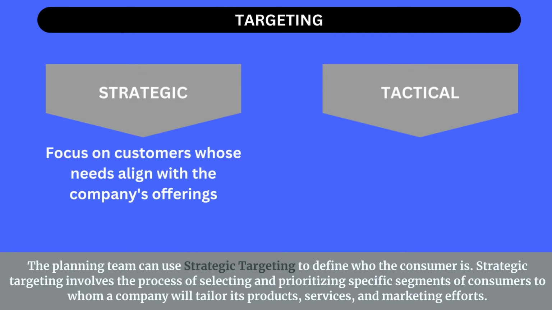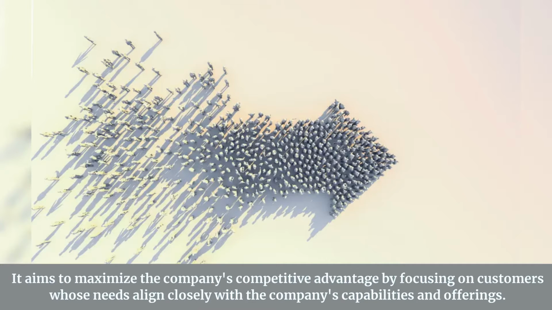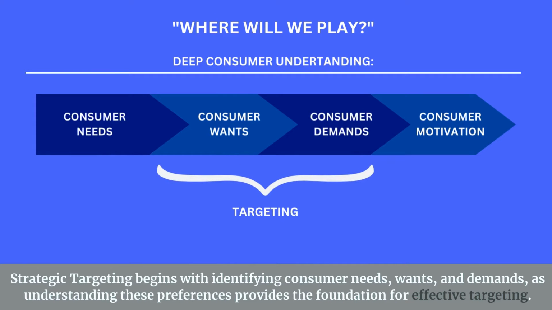The planning team can use strategic targeting to define who the consumer is. Strategic targeting involves the process of selecting and prioritizing specific segments of consumers to whom a company will tailor its products, services, and marketing efforts. It aims to maximize the company's competitive advantage by focusing on customers whose needs align closely with the company's capabilities and offerings. Strategic targeting begins with identifying consumer needs, wants, and demands, as understanding these preferences provides the foundation for effective targeting.